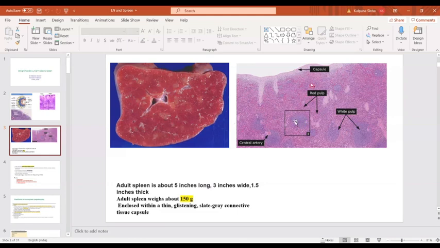And so the white pulp will have B lymphocytes and T lymphocytes, and in the red pulp, the majority of the blood cells are sequestered here.